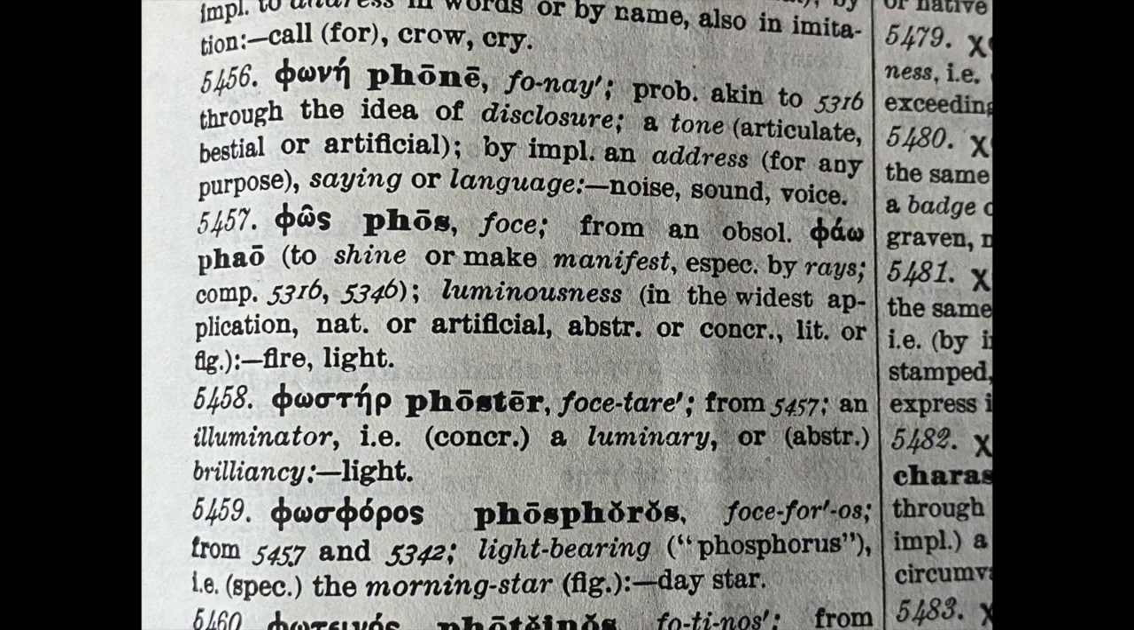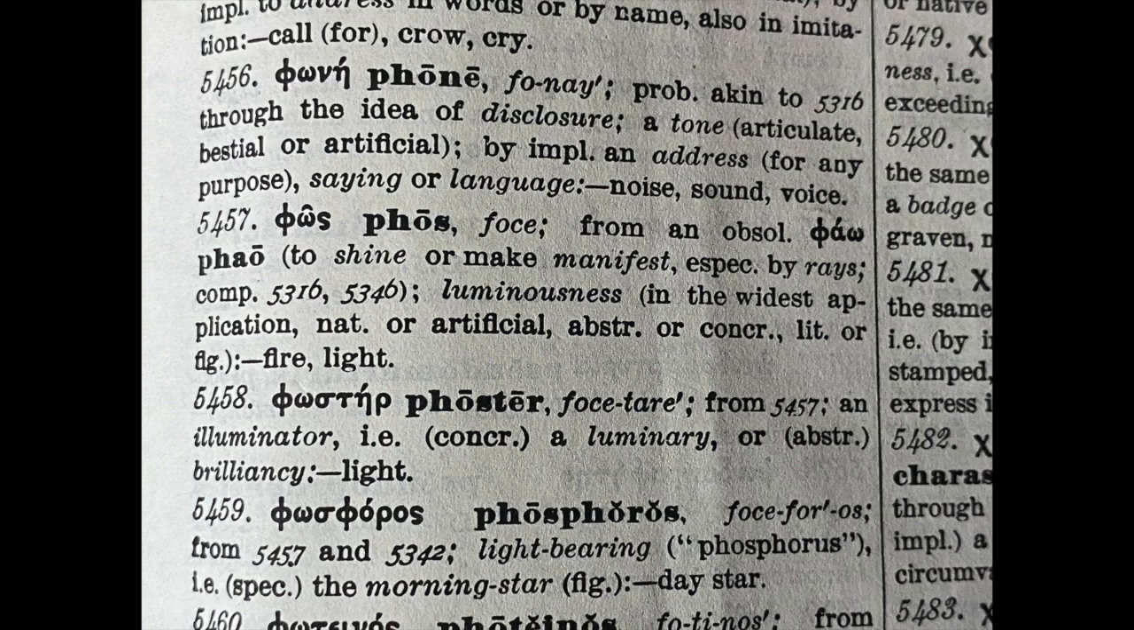For example, in this example, it was developed from an obsolete Greek word, which meant to shine or make manifest, especially by rays. A word study, as we'll teach you about later, would include the related words identified with the numbers 5316 and 5346. Then sixth, the definition is luminousness in its widest possible sense. It can be used in natural or artificial light. It can be used in an abstract sense or a concrete sense. It may also be literal or figurative. So this word has a wide variety of applications.